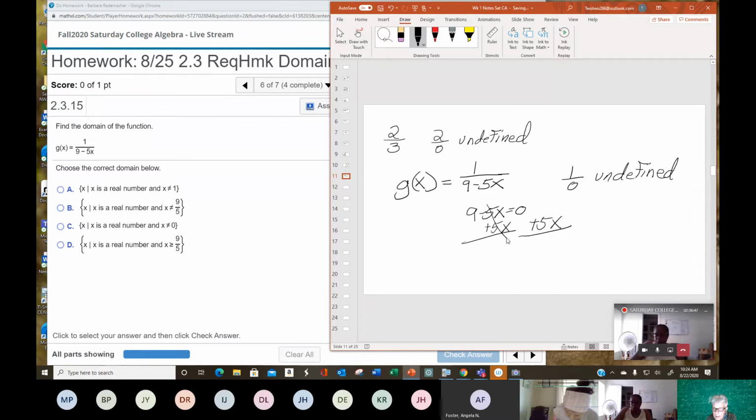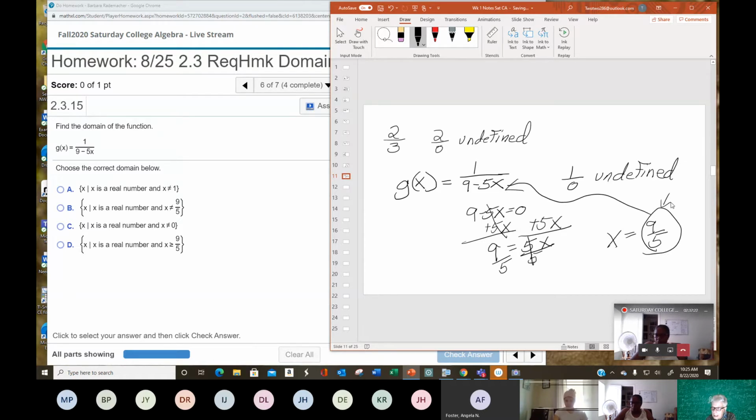Negative 5x plus 5x is 0, which leaves me with a 9 on the left, equals 0 plus 5x, which is 5x. Then to get x by itself, I divide by 5, I divide by 5, so that the 5s will cancel, and what I end up with is x equals 9/5. This is the number that will cause this to equal 0.